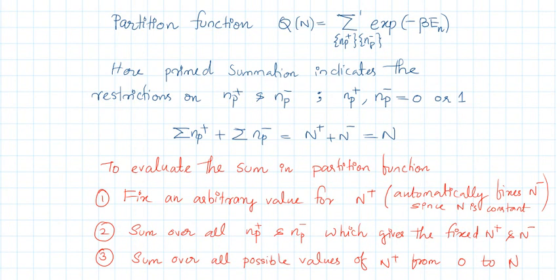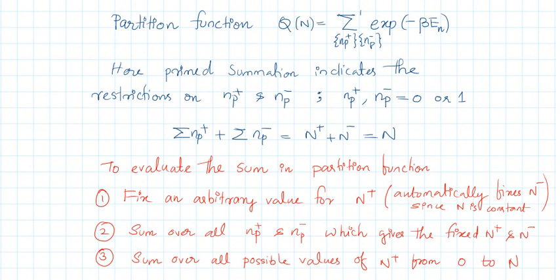Now, in order to evaluate this sum in the partition function, we will follow this method. We will fix an arbitrary value for N plus. That automatically fixes N minus because the total number of particles is constant. If we fix N plus at a particular value, then N minus will also be fixed. For that particular value of N plus, we will sum over all possible Np plus and Np minus.